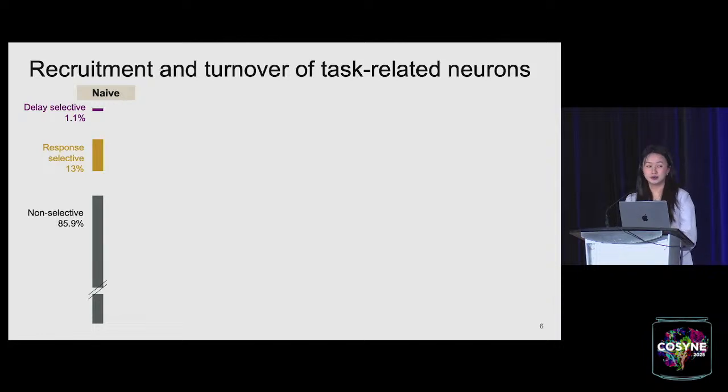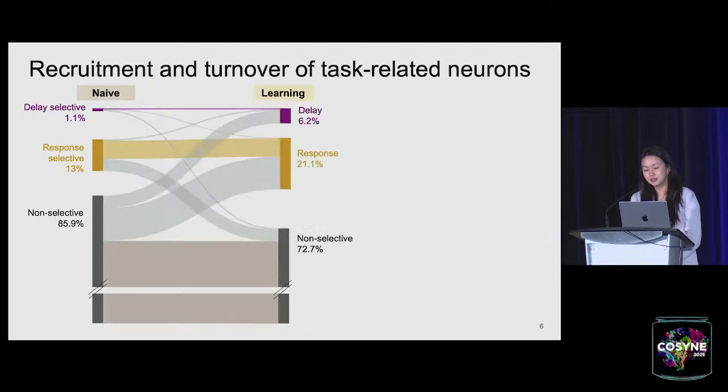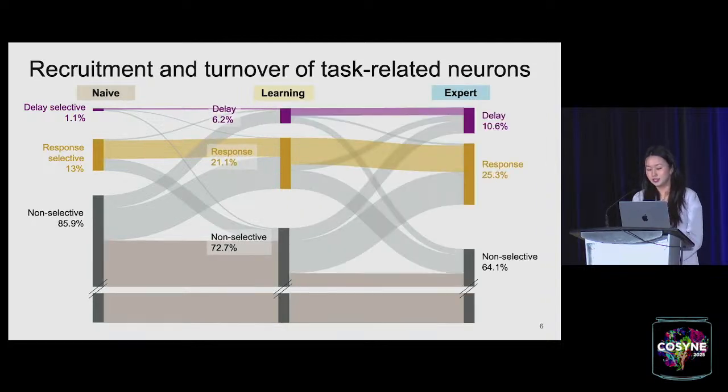These bars here summarize the data I just showed you. So in the naive stage, there are virtually no delay neurons, but already some response neurons. Over learning, the delay neurons are recruited from the non-selective pool, as are the response neurons. From learning to expert, delay neurons are mostly retained, but at the same time, some delay neurons drop off while others are recruited. So this turnover suggests continued refinement of the short-term memory representation.